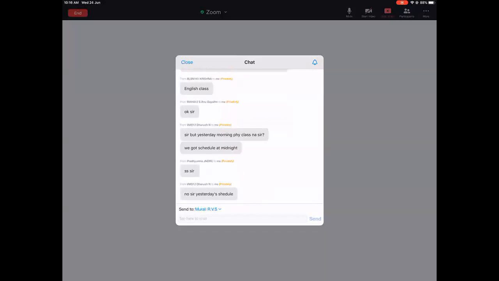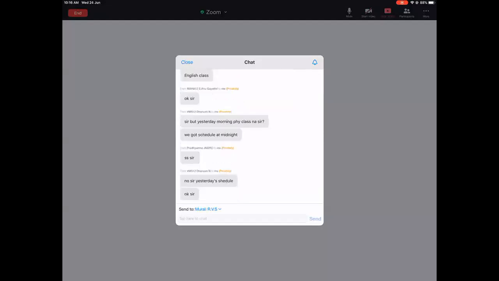Forget about yesterday's schedule. In future, none of you will get any more schedules. The schedule I have told you now is a fixed schedule. So there is no question of any schedule. Railways doesn't give a schedule every day. They make one schedule and they stick to it. So we have made one schedule and we are going to stick to it.